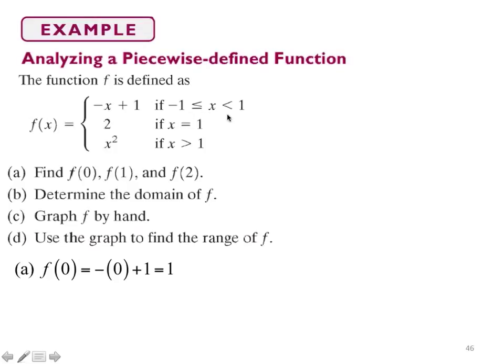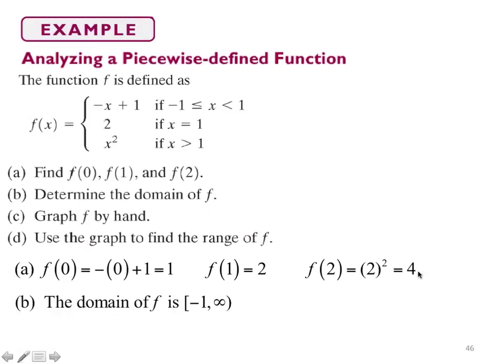And we have to figure out which piece we need to use. Now 0 is between -1 and 1, so that means we're going to use the first piece. So if we take 0 and we plug it in, we have -0 plus 1, which just gives you 1. If we want to find f of 1, that means we're going to use the second piece because we're supposed to use it when x is 1. So we just get 2 out. And then if we want to find f of 2, we're going to use this last piece because 2 is greater than 1. So we have 2 squared, which gives you 4.